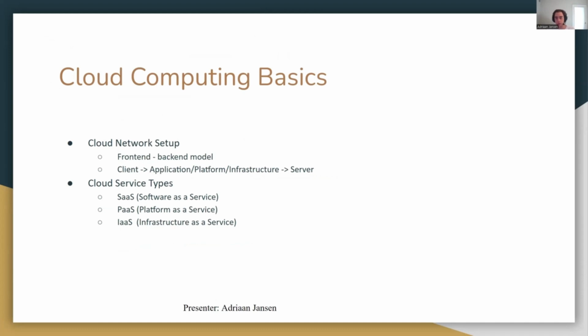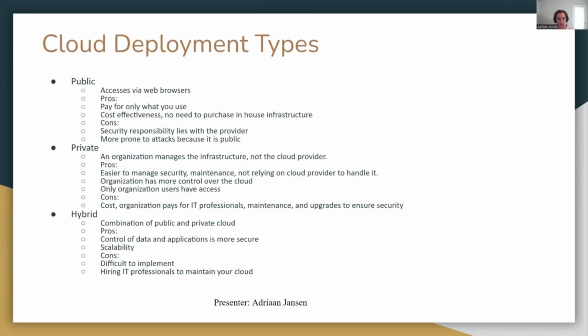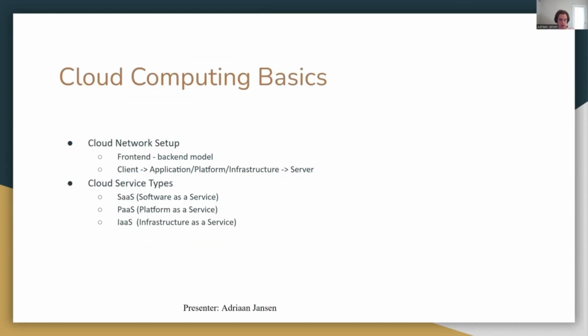Today I'll be going over the cloud computing basics as well as the cloud deployment types. So to begin, the cloud network setup is typically seen as a front-end, back-end model, the front end being what the user sees, the back end being the cloud infrastructure itself. A client will access an application, platform, or infrastructure, which will communicate with a server. The server communicates back to the client, providing the intended operation of that application, platform, or infrastructure.